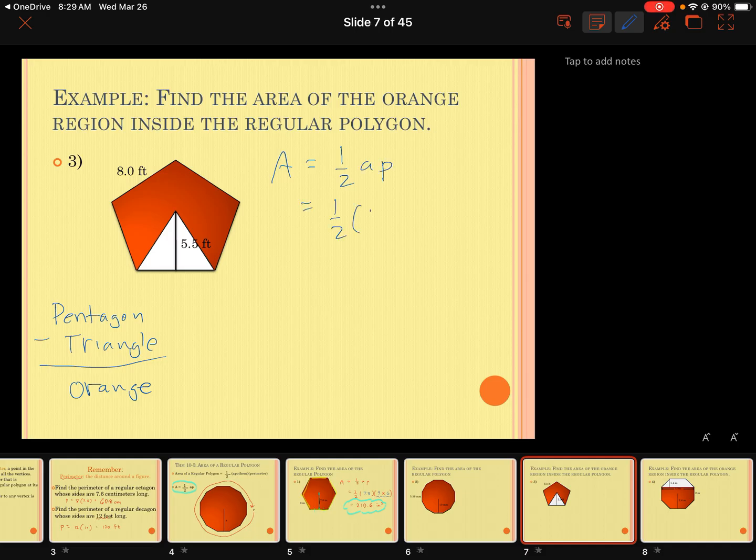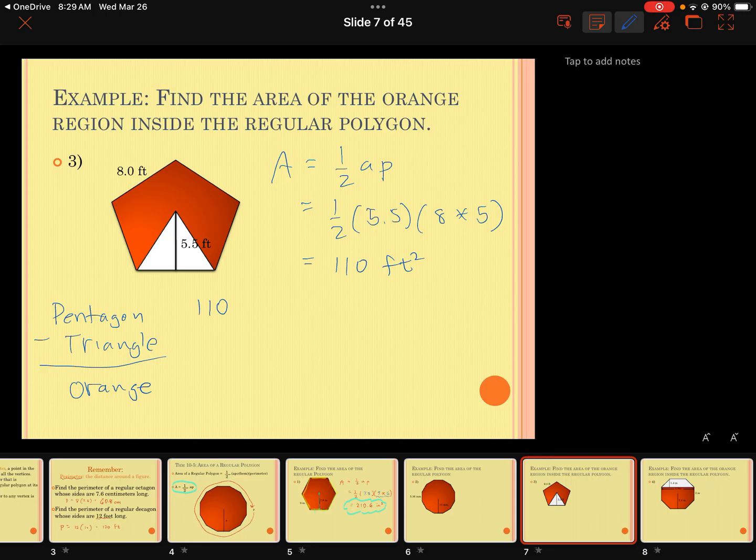Okay, so let's find the area of the pentagon first. I'm going to do 1/2 times 5.5 times 8 times 5, because there's 5 sides. That's going to give me a number. It's probably going to be a decimal, so don't freak out if it is. Oh, it's not a decimal at all. It's 110. That's pretty cool. And that's in square feet.